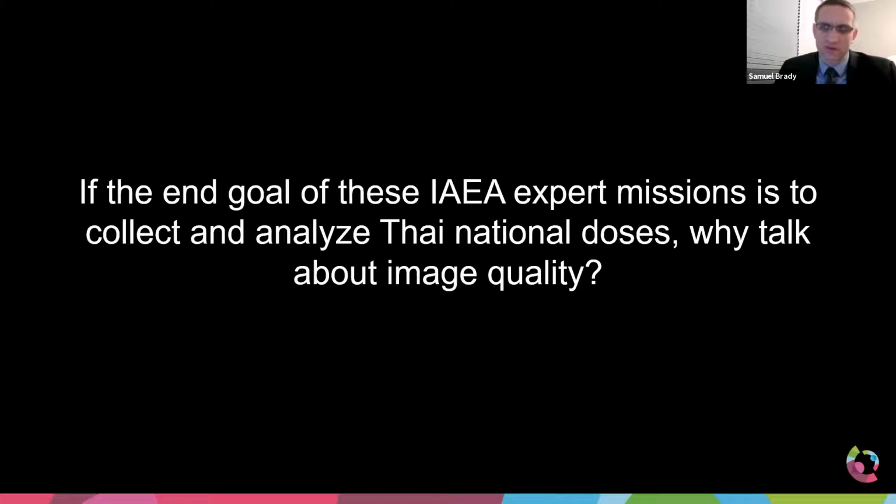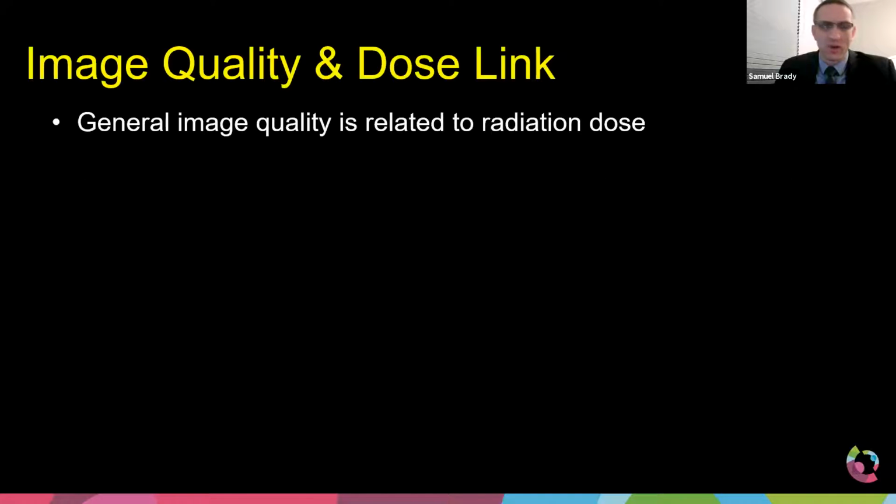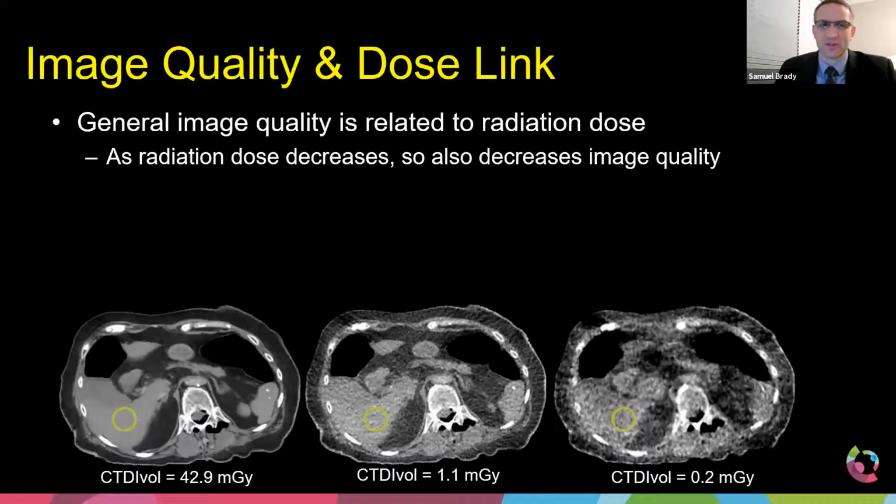So transitioning today to my very first topic, my question to you is: if the end goal of these IAEA expert missions is to collect and analyze national doses, why talk about image quality first? Well, as we all know, image quality is related to radiation dose. As radiation dose decreases in the image formation, so does the image quality go down.